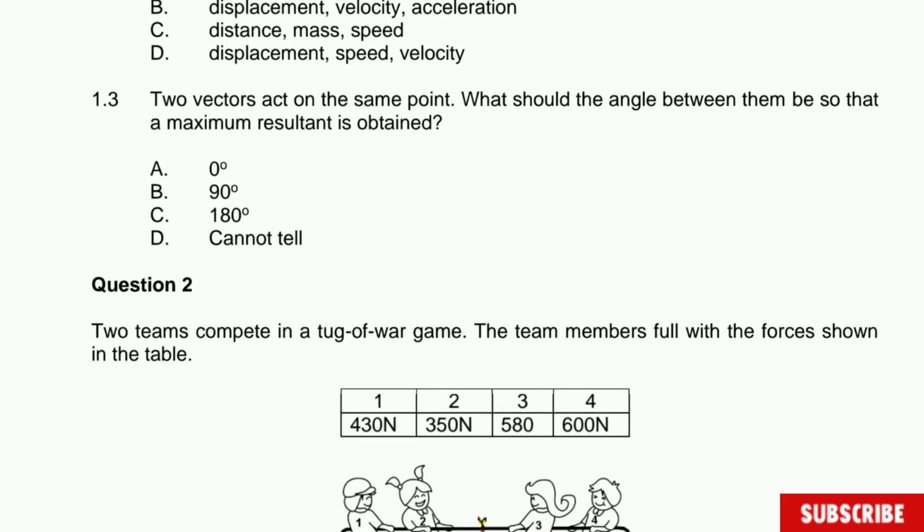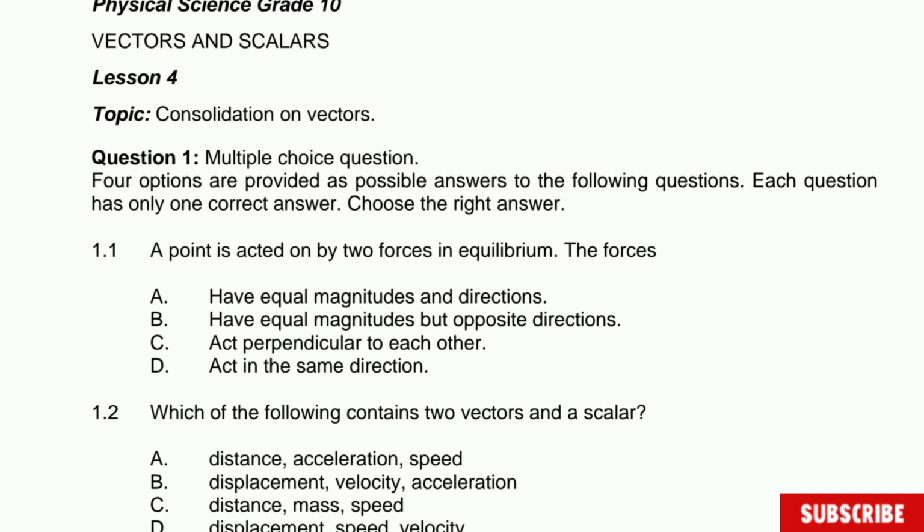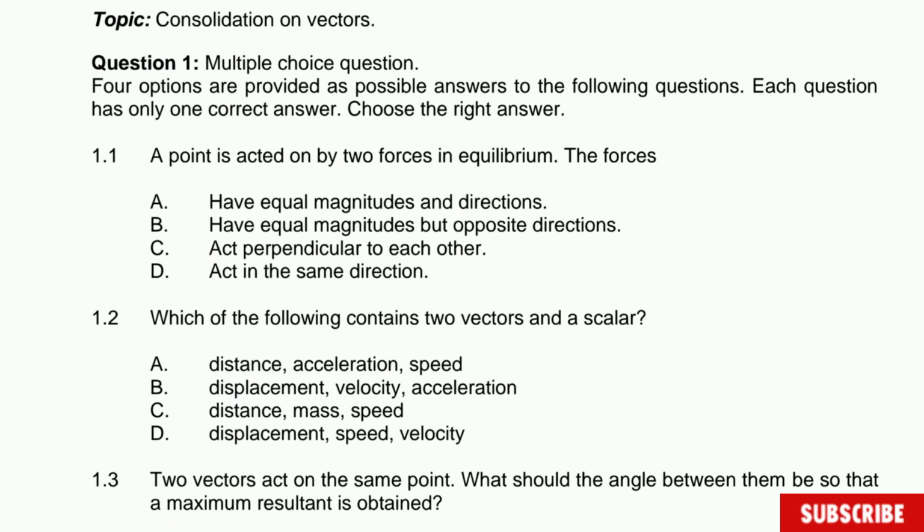I have here selected 2 other questions, but all of them are following the same trend. This one is a multiple choice. 4 options are provided as possible answers to the following question. Each question has only one correct answer. Choose the right answer. A point is acted on by 2 forces in equilibrium. So now this point, equilibrium, is important. The forces have equal magnitude and direction? No, they have equal magnitude but opposite direction. That is the correct answer there.